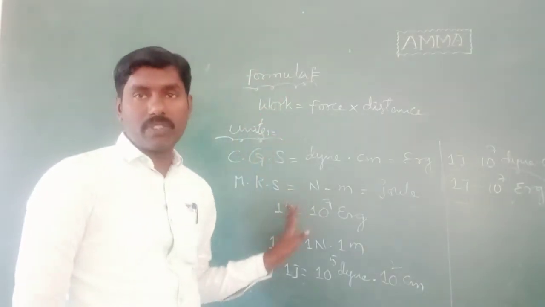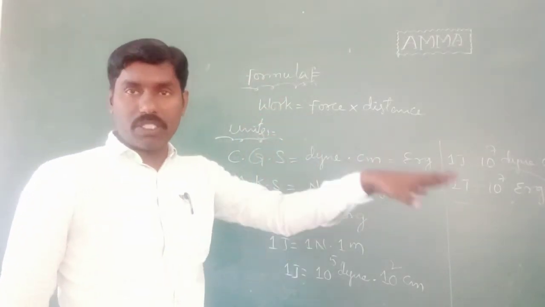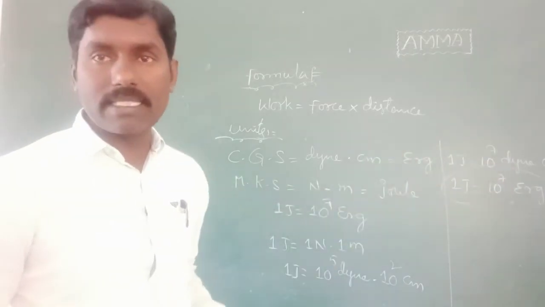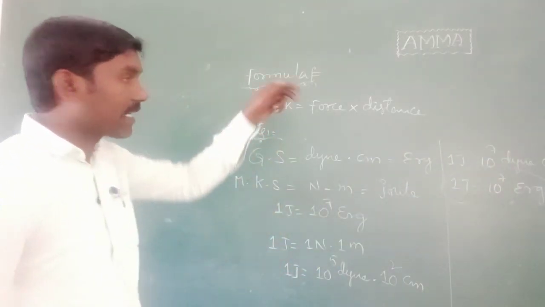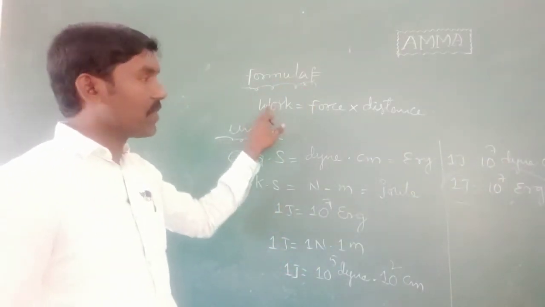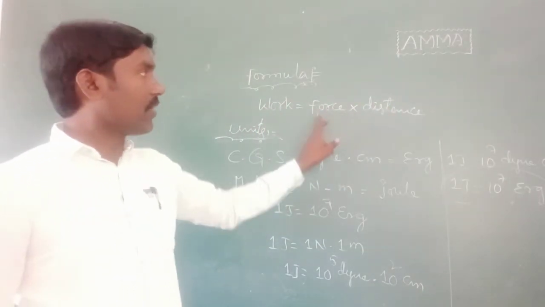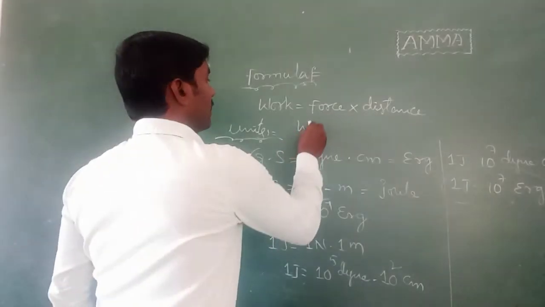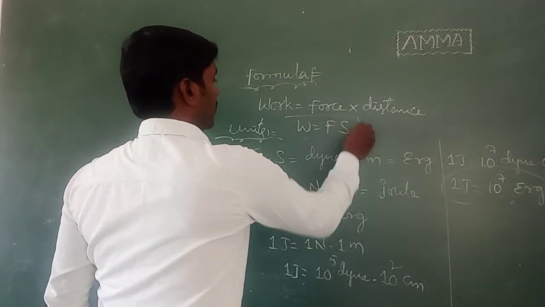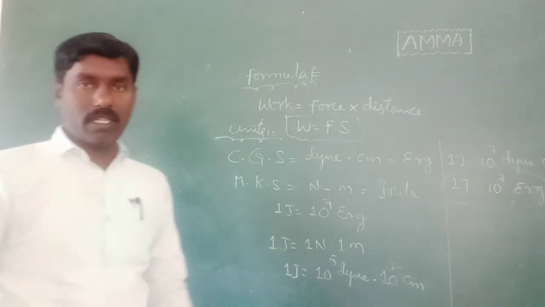According to the definition of work, when we apply some force on an object, if it displaces, then we can say some work is done on the object. According to the definition, this is the formula: work is equal to force into distance. Of course, one more definition also there: the product of force into distance. In short, we write W is equal to Fs.